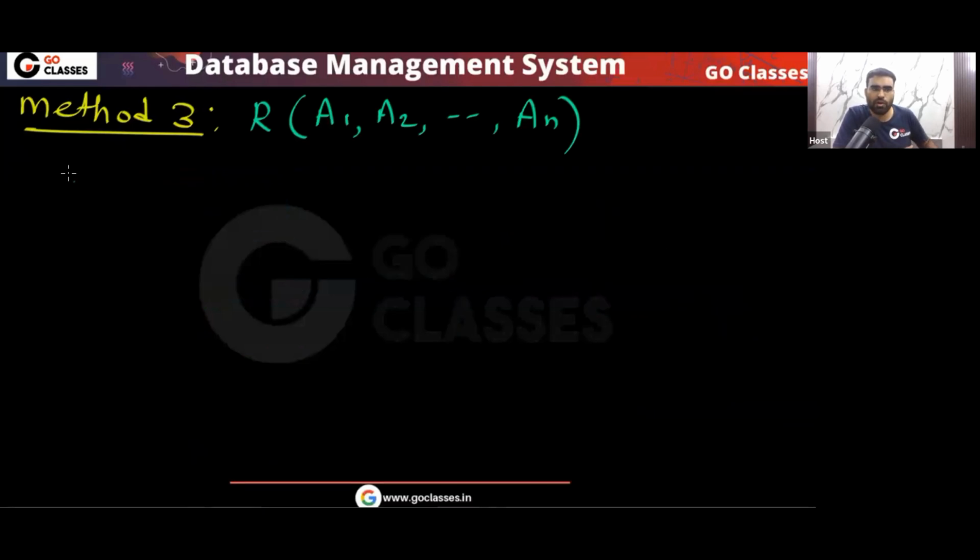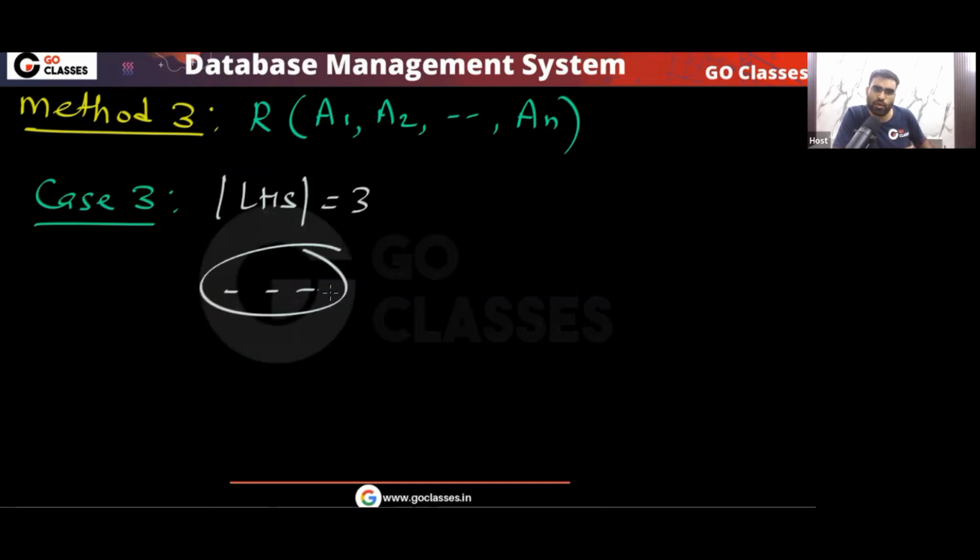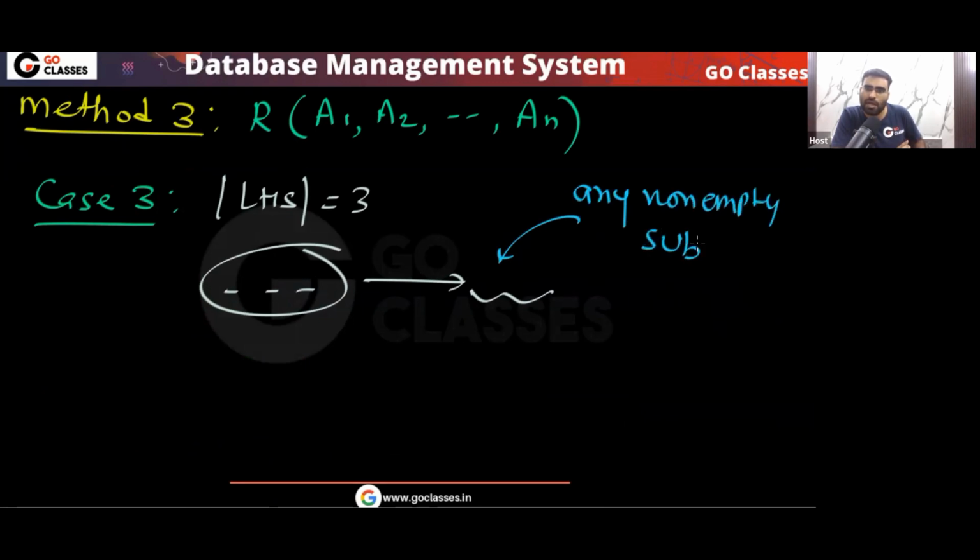Now what about case number 3? Let me tell you about case number 3 also, then we can do the generalization. In case number 3, I will put 3 attributes on the LHS. On RHS, I can put any non-empty subset of the remaining n minus 3 attributes.